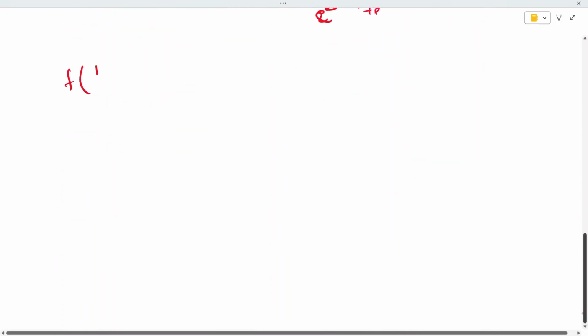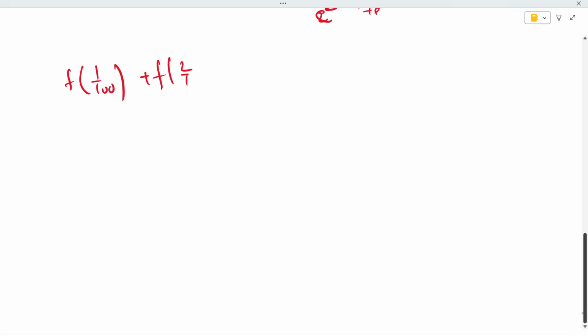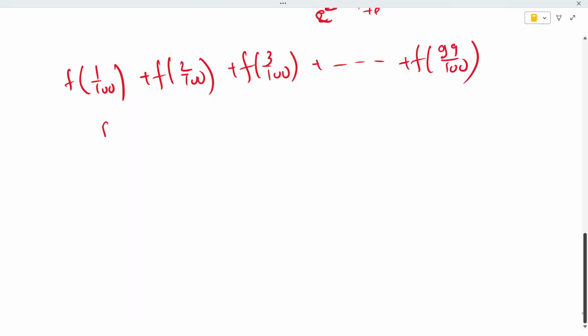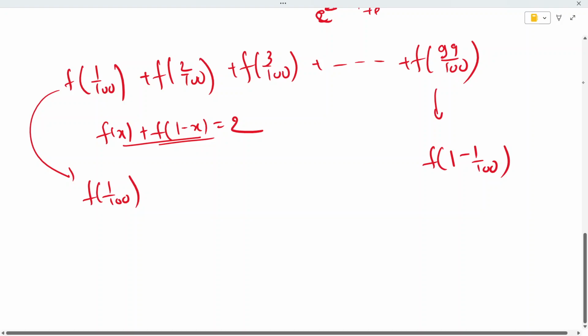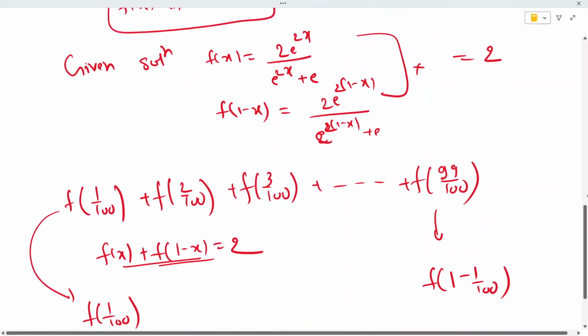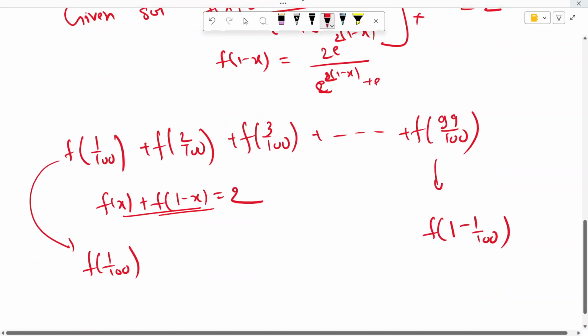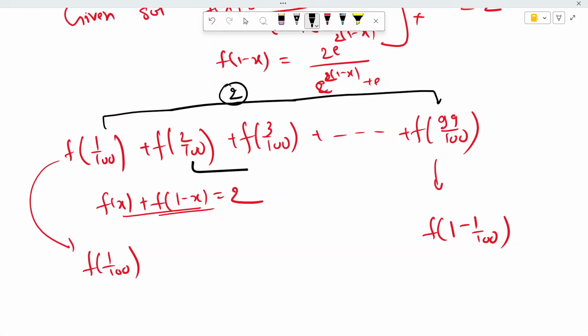आ जाइए, you have to evaluate f of 1 by 100 plus f of 2 by 100 plus f of 3 by 100 and so on up to f of 99 by 100. हम लोग अभी जानते हैं f of x plus f of 1 minus x is equal to 2. Now look, f of 1 by 100 and this term we can write like this, f of 1 minus 1 by 100. Look, this fits into the pattern. It means the first term and the last term, their sum is equal to 2. We have proved it. It means the second term and the second last term also sum to 2. So you get a pair.